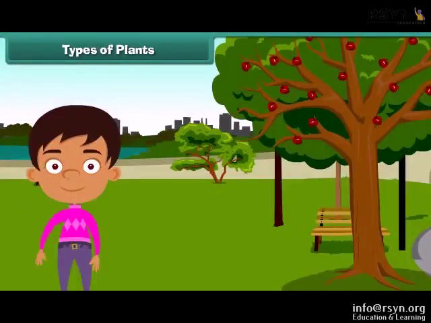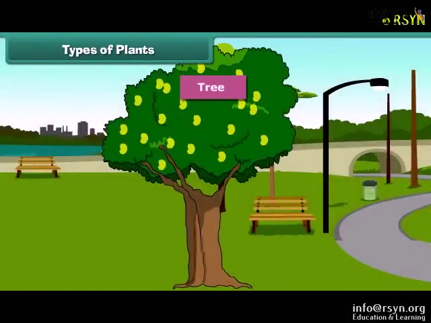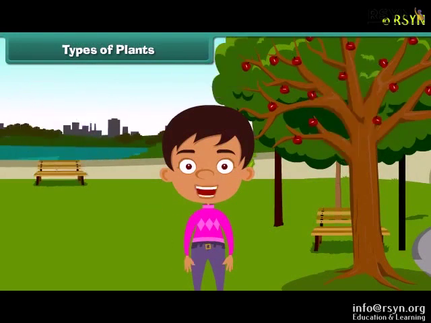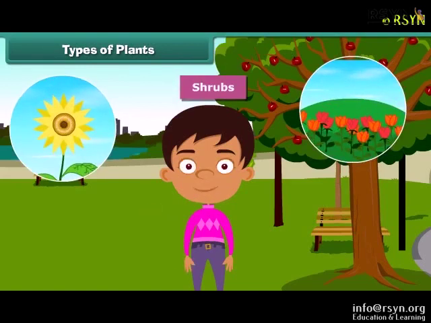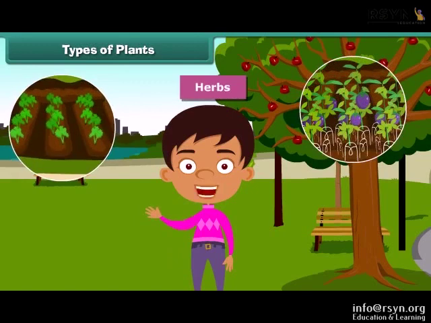Children, we often see different types of plants around us. We find that some of the plants are tall while some are small. Plants which are very tall and strong are called trees. For example, mango tree, coconut tree, and neem are tall. Plants which are smaller than trees are called shrubs, such as rose and sunflower plant. Besides, some plants are very small and are called herbs. Brinjal and spinach are the example of herbs.